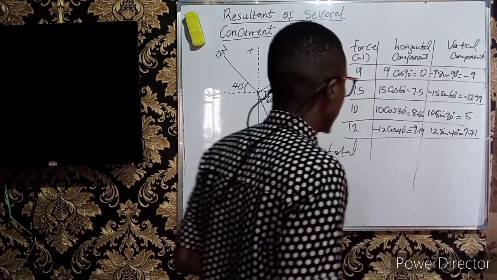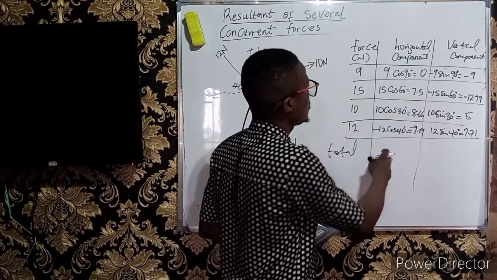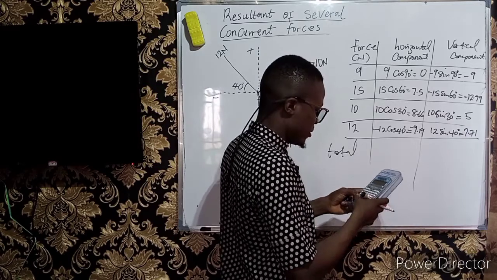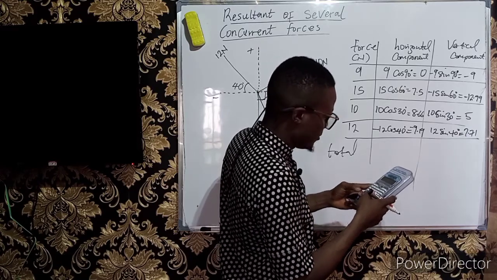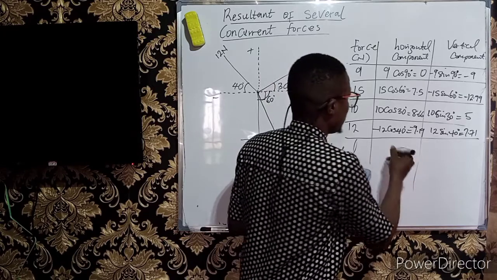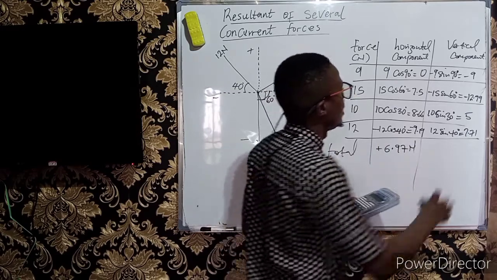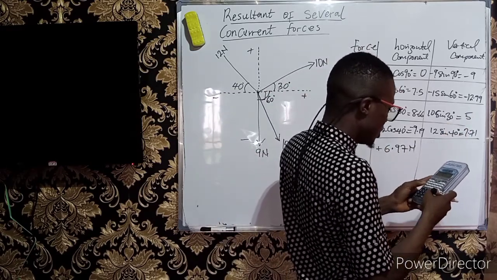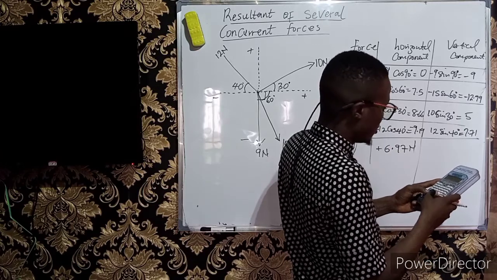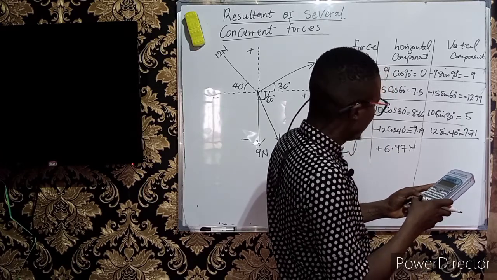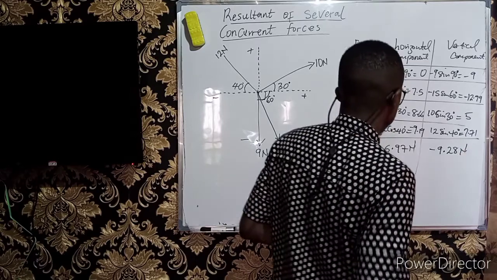Now, having resolved the forces according to the vertical and horizontal component, it is wise to find the total sum of forces here. So the total here will give us 0 plus 7.5 plus 8.66, then plus negative 9.19. This will give us 6.97. It is positive Newton. Then coming here, we'll have minus 9 plus negative 12.99 plus 5 plus 7.71 to give us minus 9.28 Newton. That is what is giving us.